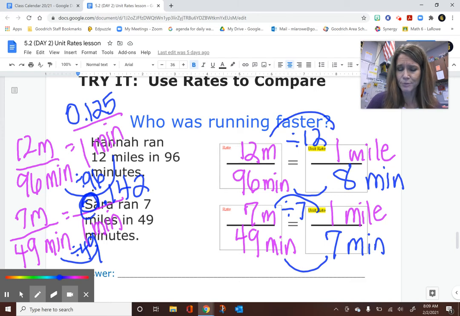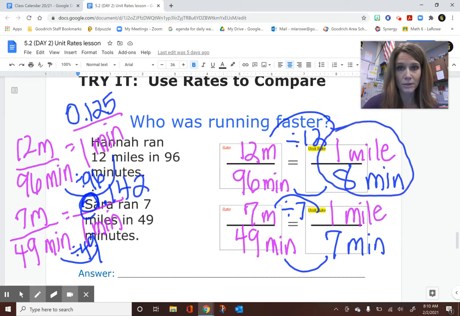So let's look at 2 different options here. Option 1, I wrote a rate for each of these runners, and I found each runner's unit rate, figuring out how long does it take them to run 1 mile. So I made my unit rate be 1 mile. If we split the mileage by 12 for Hannah, then we split her time by 12 as well. Hannah is running an 8-minute mile, which is a pretty good speed. Sarah, however, when we break her mileage down into just 1 mile, ends up being a divide by 7. Sarah's unit rate is that she can run 1 mile in 7 minutes.